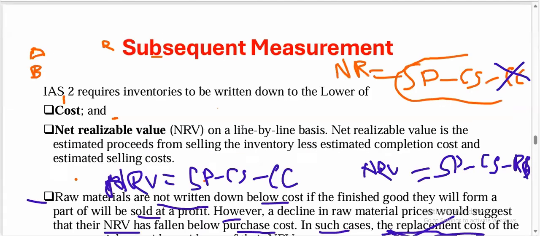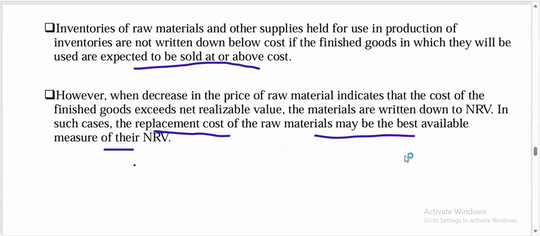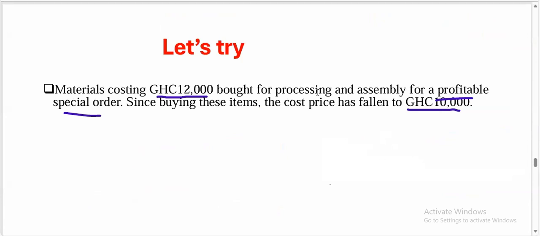From the slide we just left, it says, and this is very important, that raw material should not be written down below cost if the finished good they form part of will be sold at a profit. That's the same thing here. It says the material cost 12,000, but it says for a profitable special order. So the order is profitable. Even though the value has fallen, we will still use the 12,000.